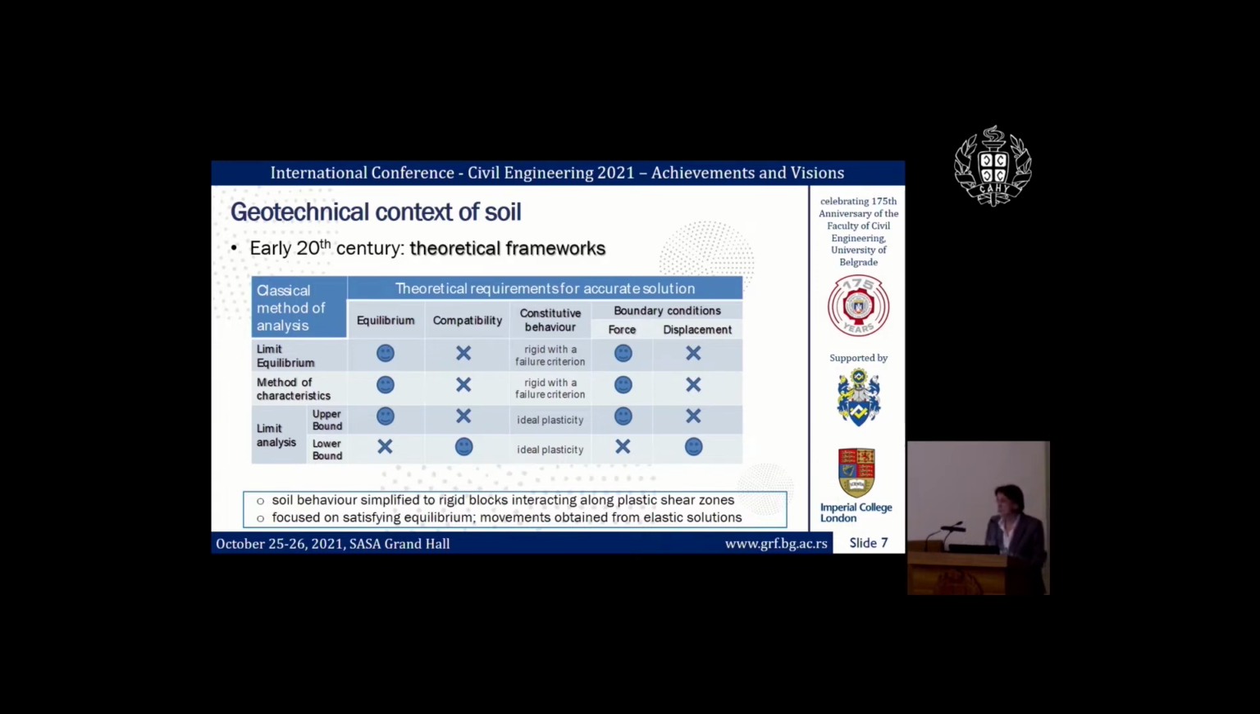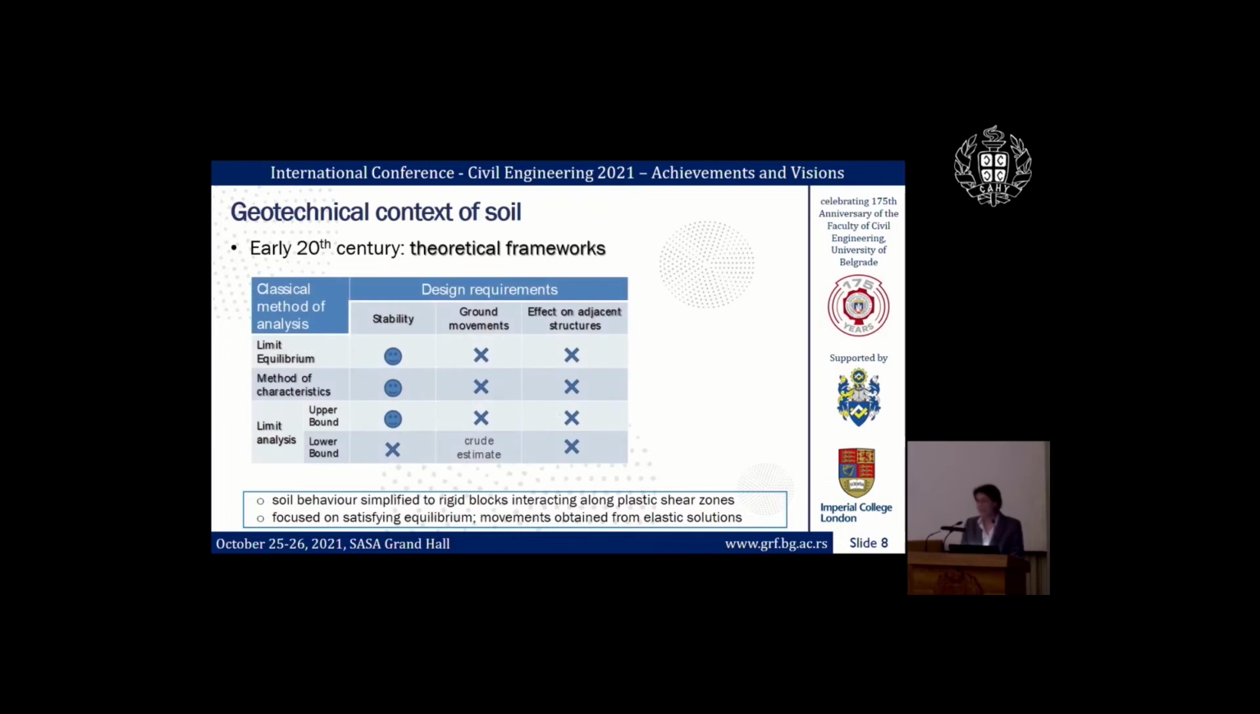Otherwise, the soil was simplified as being essentially an assembly of rigid blocks that were moving and failing along the plastic shear zones. And in terms of design, this type of calculation was also limited in what it could provide as a design answer, and mainly it was concentrated on providing information on stability of geotechnical structures, but not so much of ground movements or any effect on adjacent structures and services.